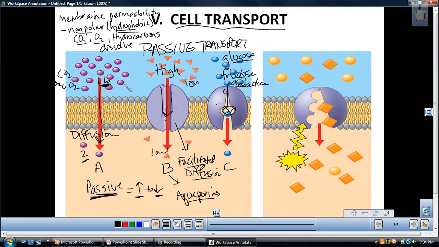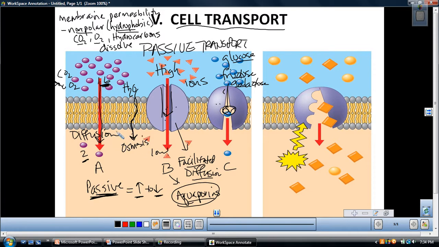But I did want to mention that water can also slip through the phospholipids despite the fact that it's polar, because it's not a charged particle. So even though it's polar, it can slip through these phospholipids, but it's a lot slower than it would be if it used an aquaporin to go through this water channel. If it went through that, it would be osmosis, which is one more example of passive transport.